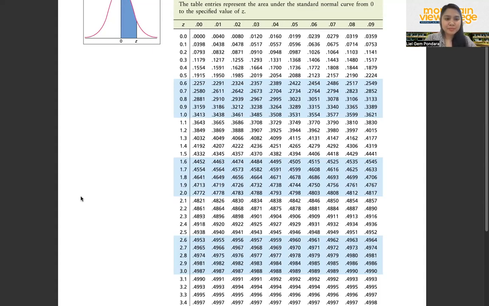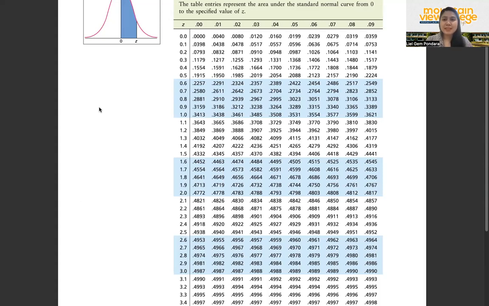Next, let's have Z equals 3.09. Z equals 3.09. Go. The answer is 0.4990. Another point.